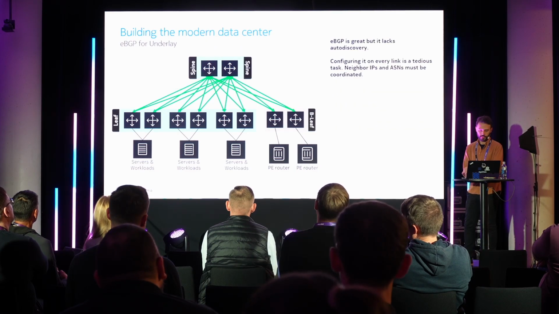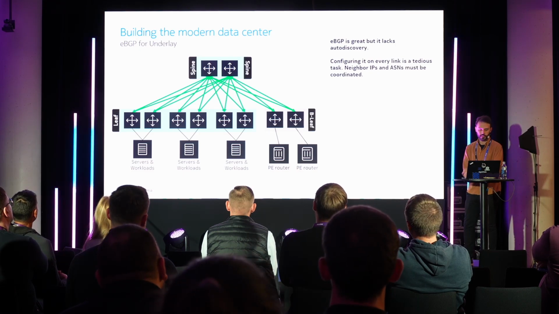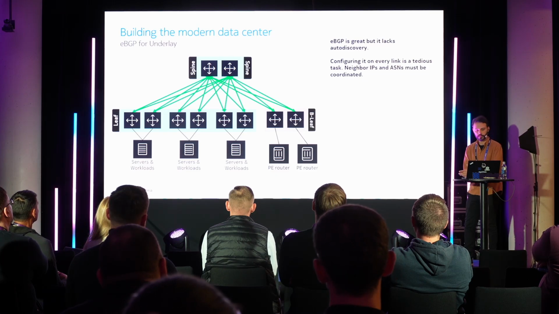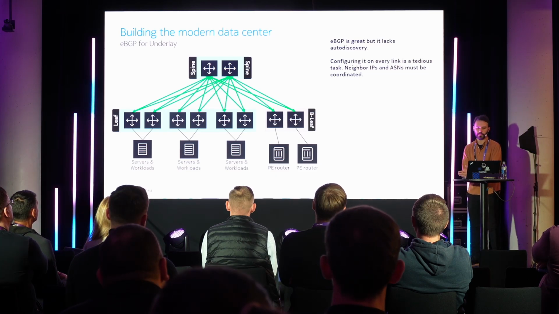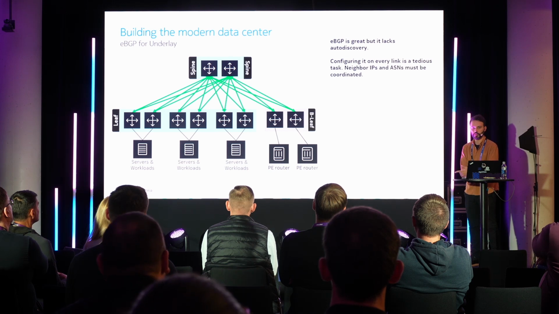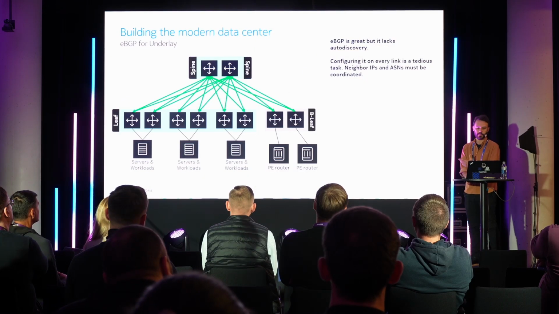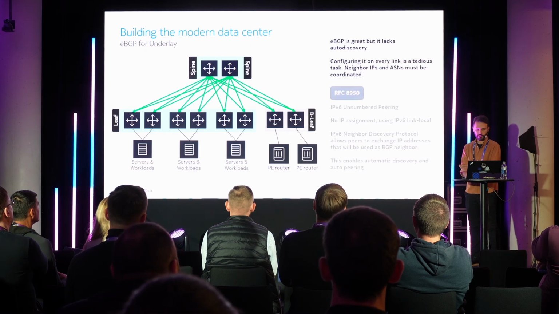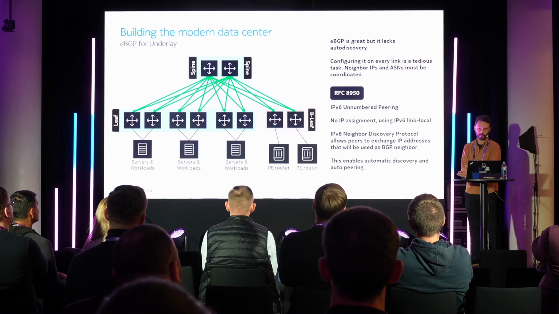But I mentioned eBGP is great for scale and blast radius and many other reasons, but configuring it is hard. We have to do point-to-point alignment of AS numbers, neighbor IPs, whatnot. BGP doesn't have auto-discovery by nature. But then RFC 8950 comes into play.